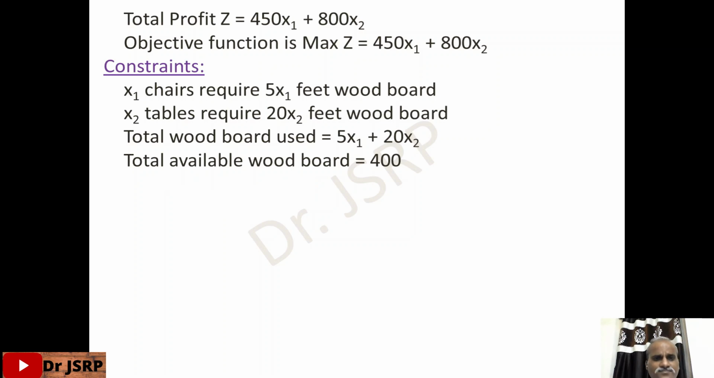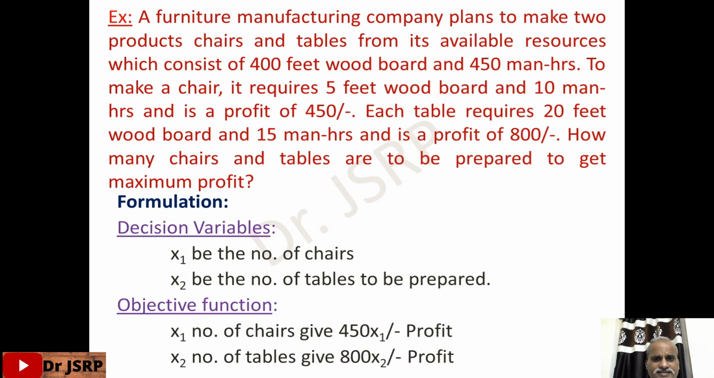Similarly, for the second raw material, what is the second raw material? Man hours. Man hours means working hours, that is carpenter working hours. How many man hours are available? 450 man hours, a total maximum of 450. That means the manufacturing company cannot use more than 450 man hours. It can use a maximum of 450 man hours. But based on decision variables, how many man hours are used?